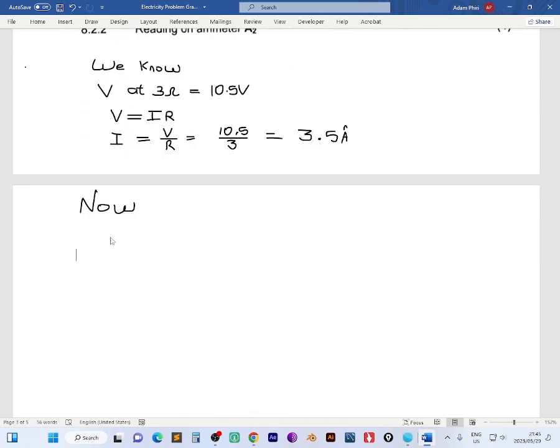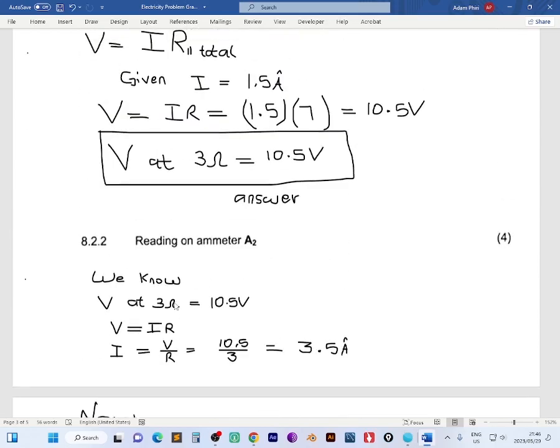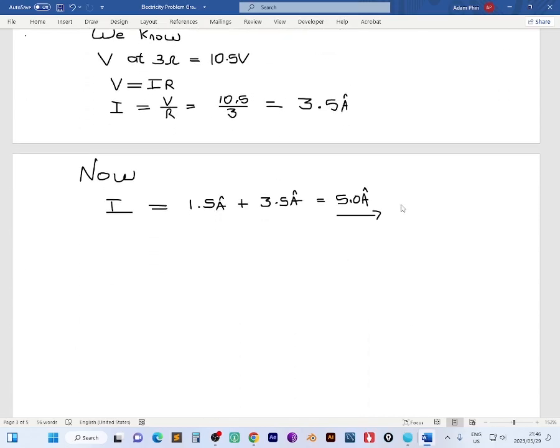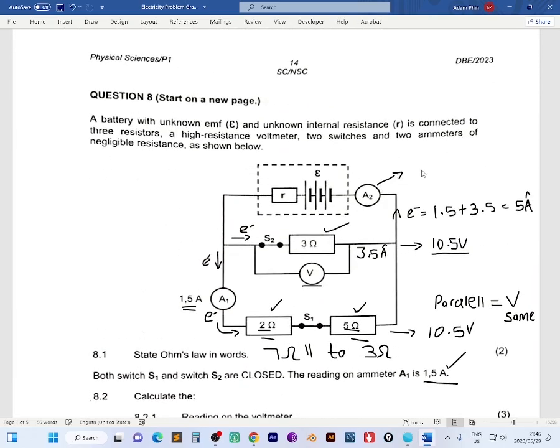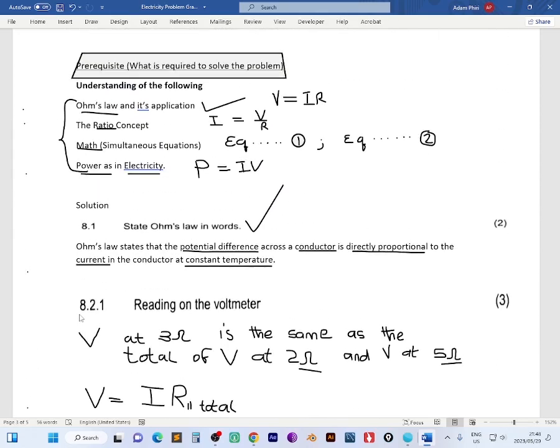So that's it. Now we have the current reading there, which is 1.5 ampere plus 3.5 ampere. So that gives us 5.0 ampere. So that is it. Now we move on to the other question. So that's our answer. So we go there and we indicate. It's very necessary that you write down the information so that you know what values to use.